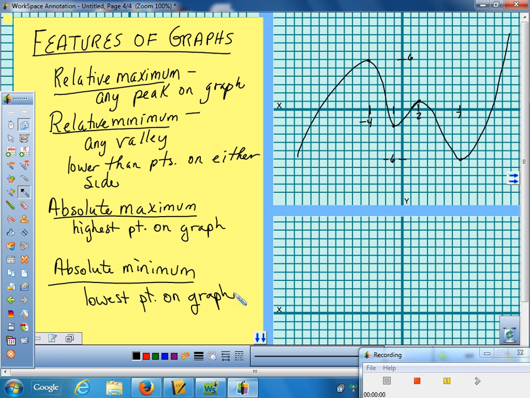Okay. Highest point on the graph, lowest point on the graph. Does every graph have to have an absolute maximum and an absolute minimum? No. I got a no, I got a yes. Does this graph have an absolute maximum? What is the highest point on this graph? We don't know because it's still going. Yes, it's going up forever. There is no highest point. We can't reach a highest point. So this one actually does not have an absolute maximum.